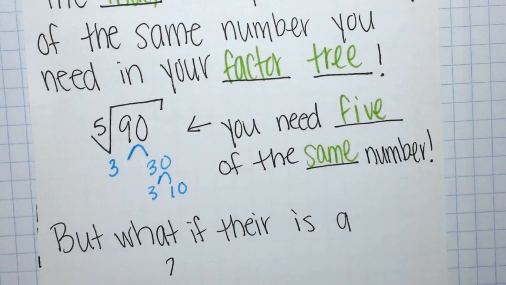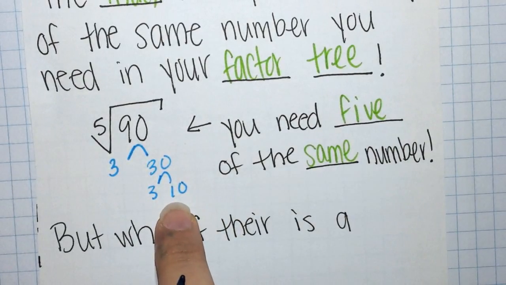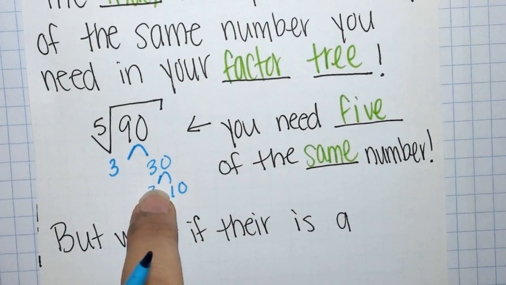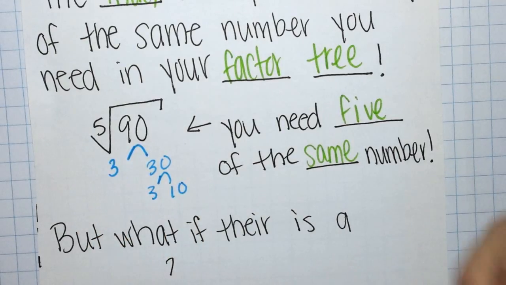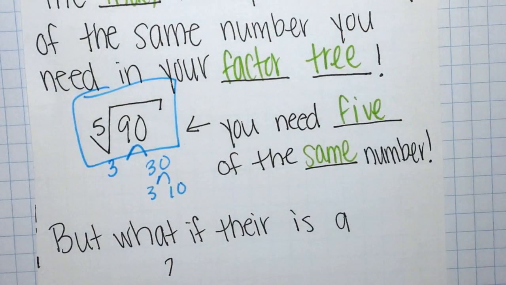Now, we need 5 of the same number. Are we going to be able to break 10 down into 5 of the same number? No. Or 3 down? No. So what do we do? Right, same problem. Boom, we leave it. If you can't break it down, leave it.